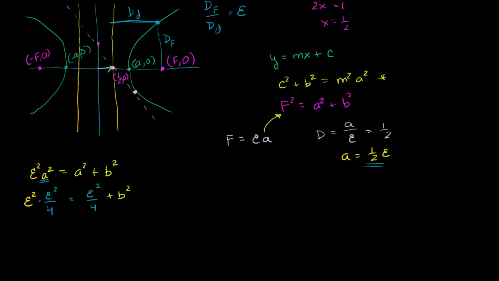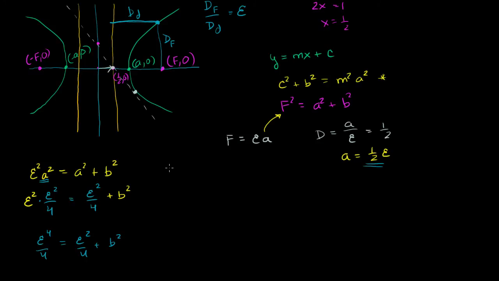And so this will simplify to the eccentricity to the 4th power over 4 is equal to the eccentricity squared over 4 plus b squared. And I don't like having these 4's in the denominator, so let's multiply both sides by 4.